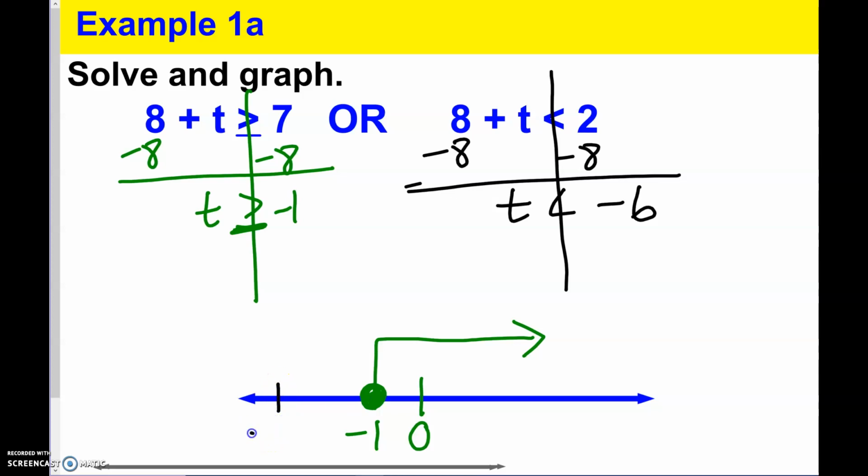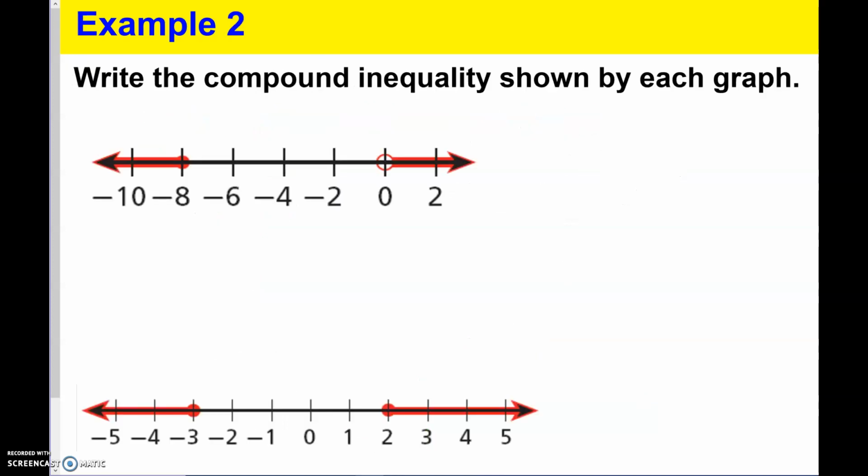So on my number line, -6 is over here. I just have less than, there's no line underneath it. So I'm going to have an open circle. And it says any number less than. Where do my numbers get less than? They get less than to the left. So again, do you see how we have an or, and these two graphs are going out or away from each other?